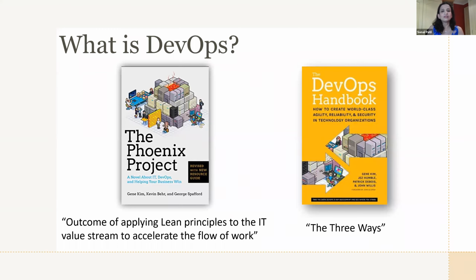So now I know how it all started, but what is it exactly? How can it be defined? And so I referred to a couple of books. The first book, The Phoenix Project, defines DevOps as the outcome of applying lean manufacturing principles to the IT value stream to accelerate the flow of work. The second book, The DevOps Handbook, defines ways to apply that to real software development. It defines the 3 ways and talks about the principles behind each way.